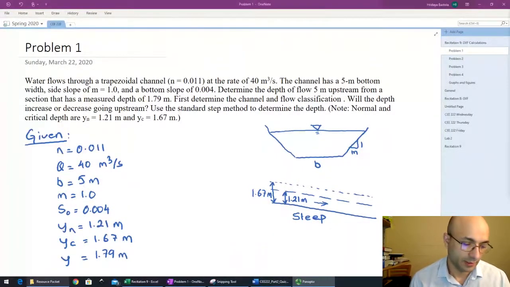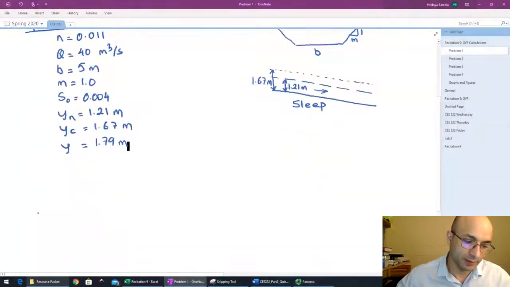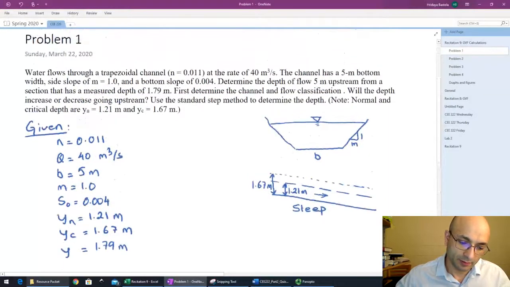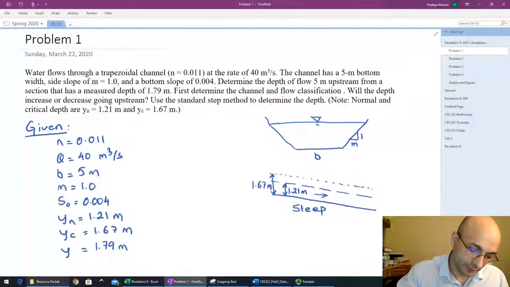Hello everyone. In this video we'll take a look at calculating water surface profiles using standard step and direct step methods. In the first problem you see on the screen, we are given a channel geometry including some properties of the channel. We are also given the normal and critical depth, and we're given depth at a location as well.